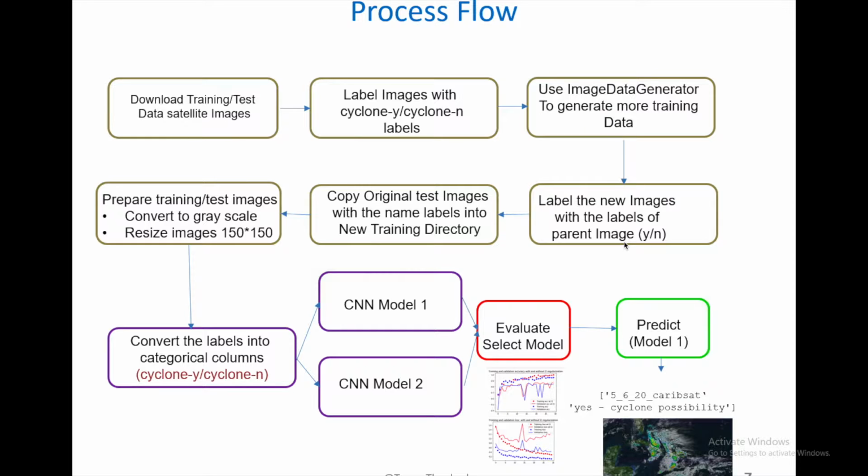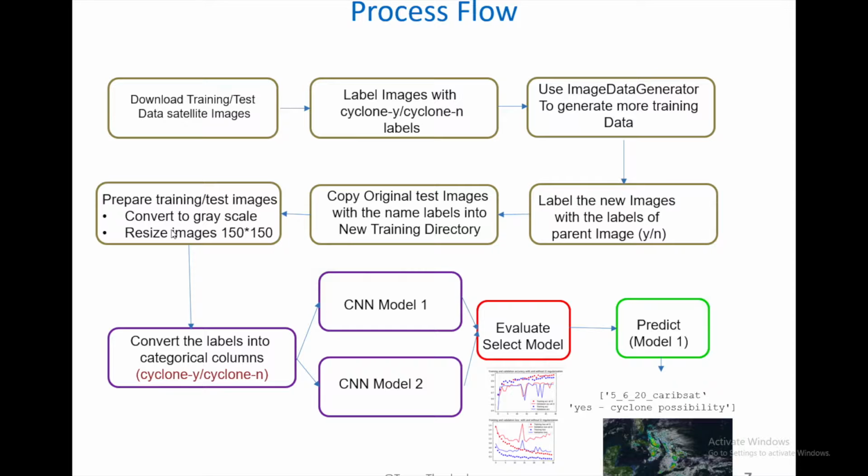So if the parent image was a cyclone or developing cyclone image which had an extension of cyclone Y or cyclone N, the newly generated images from the image data generator would also carry forward the suffix of cyclone Y or cyclone N along with its PNG or JPEG extension. Once these were moved into the new folder, the original images that were used to create this new set of images were also moved into the new training directory.